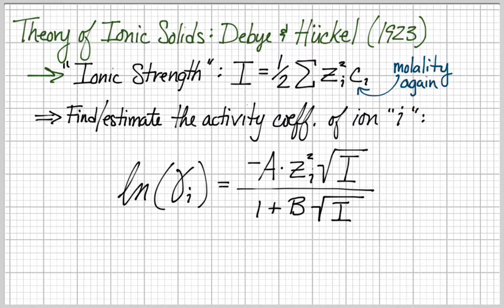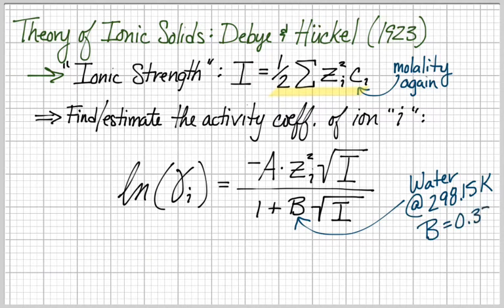Then I'd have the square root of the ionic strength, which we already described can be found in terms of the sum of ions times ionic charge times their concentration, divided by 1 plus B times the square root. So let's find out what A and B are. B is going to be a constant for water at 25 degrees C. It's a dimensionless value of 0.33, whereas A is going to be minus 1.17, again a dimensionless value.